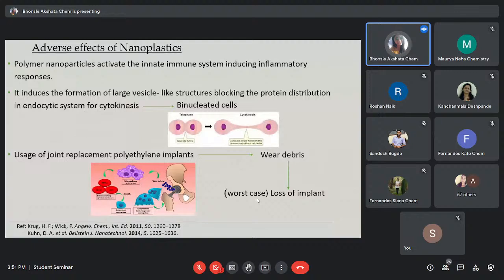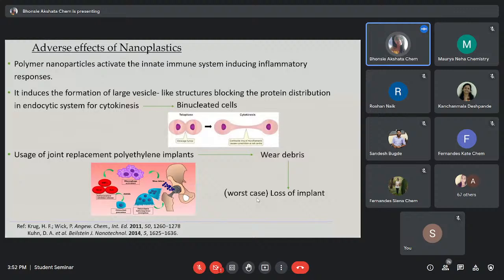It also induces the formation of large vesicle-like structures. So once it enters inside the cell, it can induce the formation of vesicle-like structures inside the cell, which blocks the protein distribution inside the cell that is responsible for cytokinesis. And if cytokinesis does not take place, it results in the formation of a binucleated cell, because cell division does not happen. And the third point, usage of joint replacement polyethylene implants.